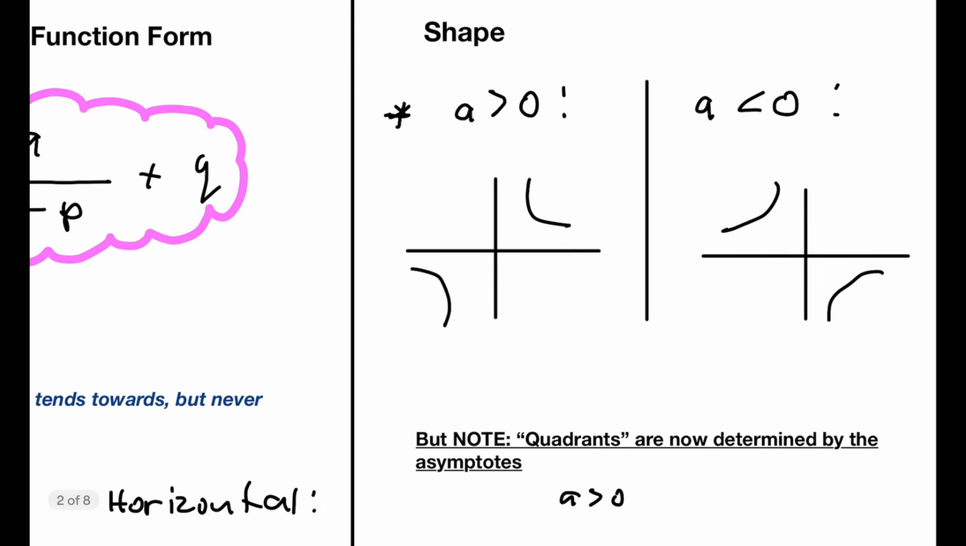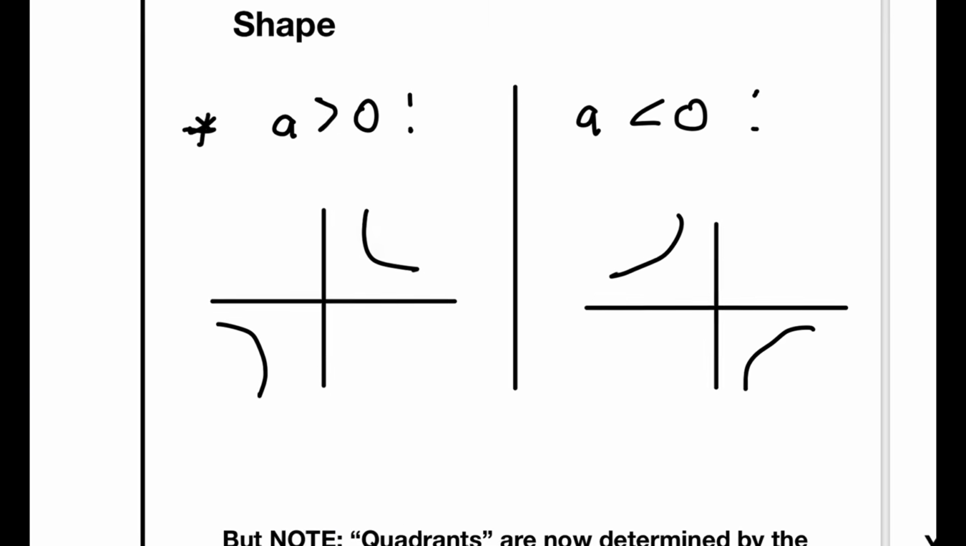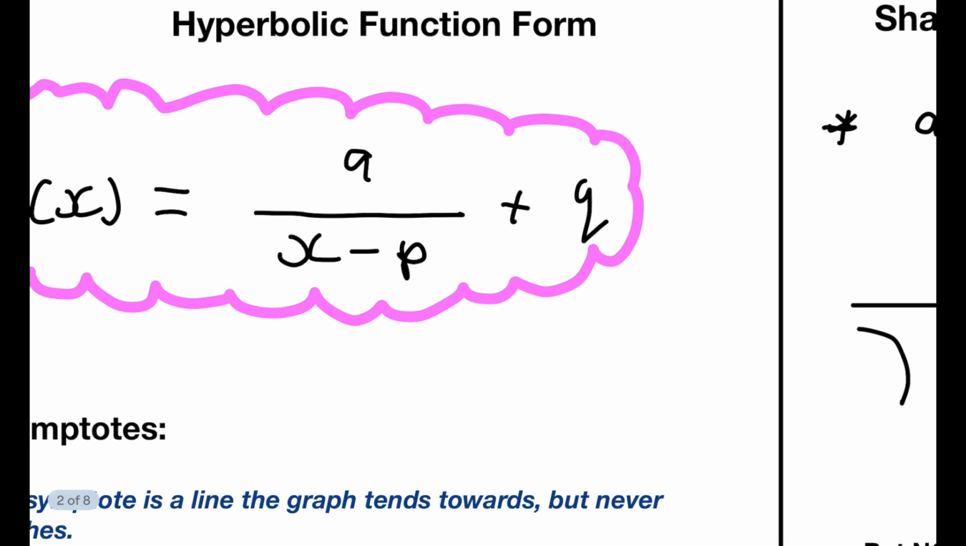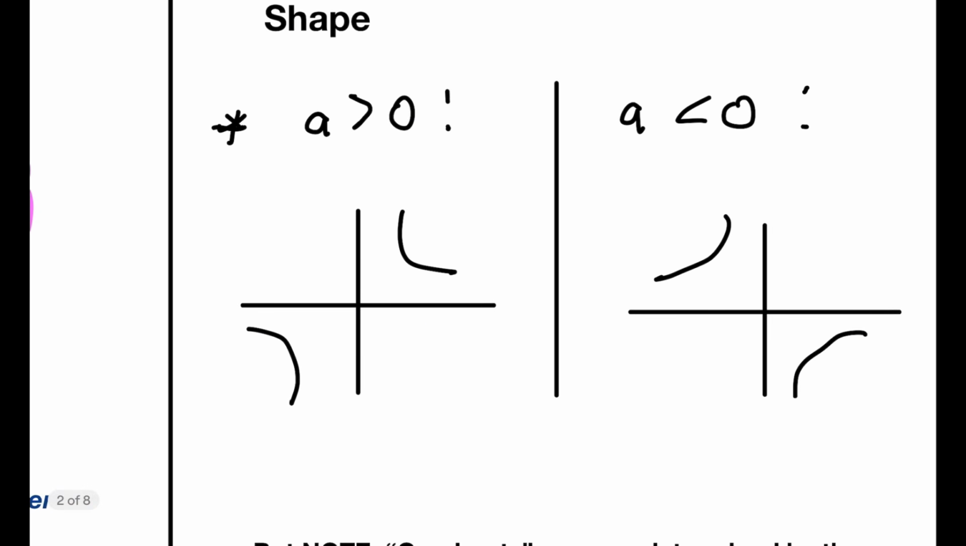Another really important thing about the hyperbola is its shape. And its shape depends on the value of this guy, a. If a is positive, then the hyperbola graph will be in the first and third quadrants. If a is negative, it will be in the second and the fourth quadrants.